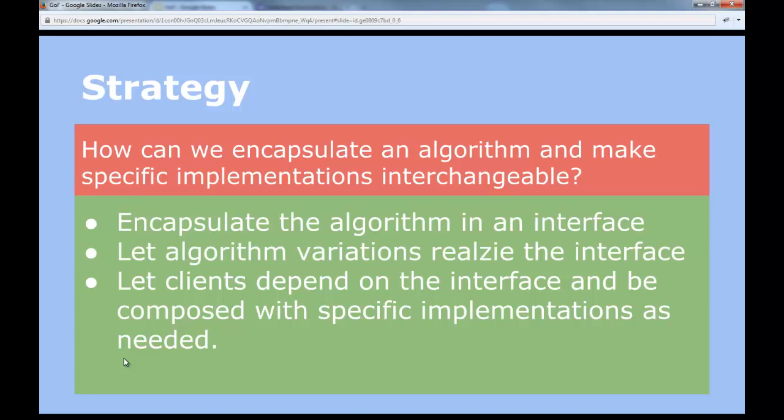So what strategy suggests then is to encapsulate the algorithm in an interface. So we should create an interface for the algorithm. We should let different variations realize this interface. So we should make classes that realize the interface. And we should let the client depend on the interface and be composed with specific implementations as needed.